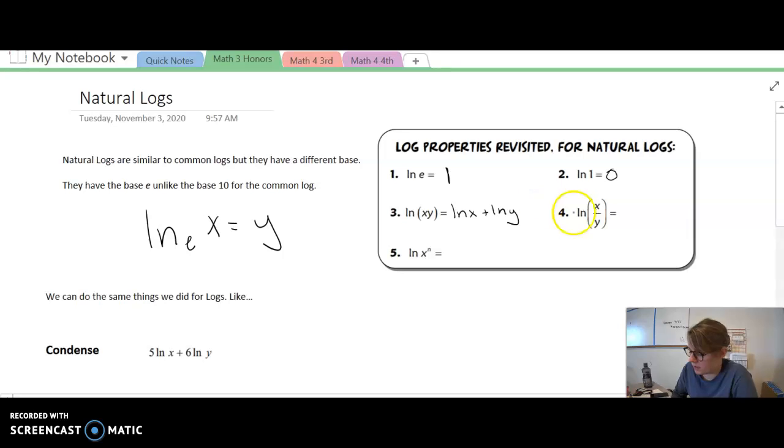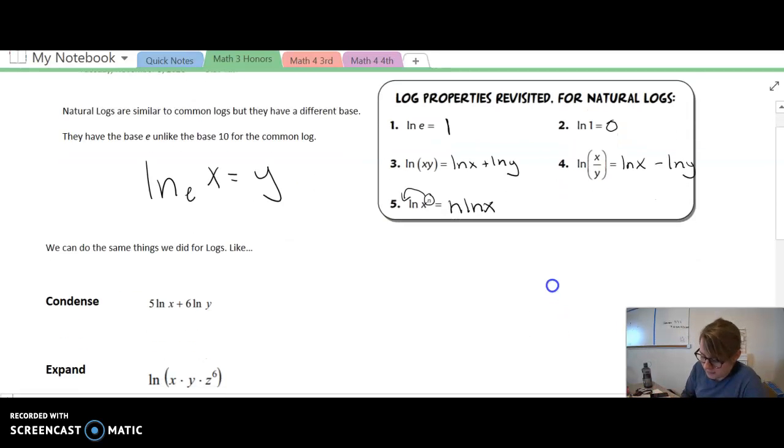So then moving on to number 4, natural log of x over y. Then we would have natural log of x minus natural log of y. And then our last property is working with exponents. If we have this exponent, we're going to move it to the front, so then we have n natural log of x. So it's a lot like logs, but there are only a couple things that are different, nothing too crazy.